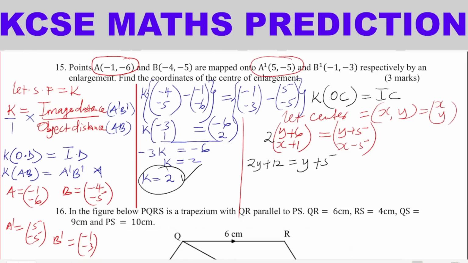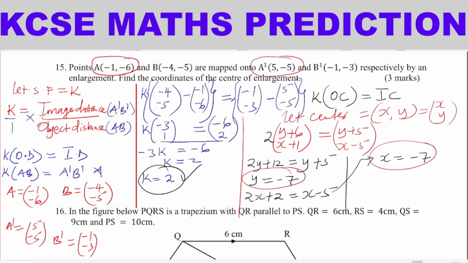So this will give y is equals to 12, take this one to the other side, 5 minus 12, that will be negative 7. Then the bottom, that is 2x plus 2 is equals to x minus 5. So this one will give x is equals to minus 7. So now you have y coordinate of the center and x coordinate of the center, and therefore the center xy will be given by negative 7, negative 7. That is simply how you're supposed to do it.